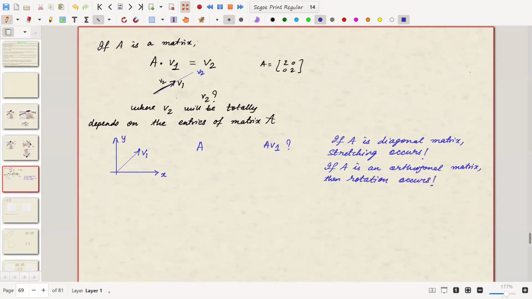So depending on the application, you can choose which matrix to multiply with the vector. If the vector is a direction and you want the vector to be rotated by 30 degrees, then of course V2 is some orthogonal matrix O times V1. That orthogonal matrix will help you rotate the vector V1 by 30 degrees. If you want to stretch, then use a diagonal matrix. You'll see that in this course.